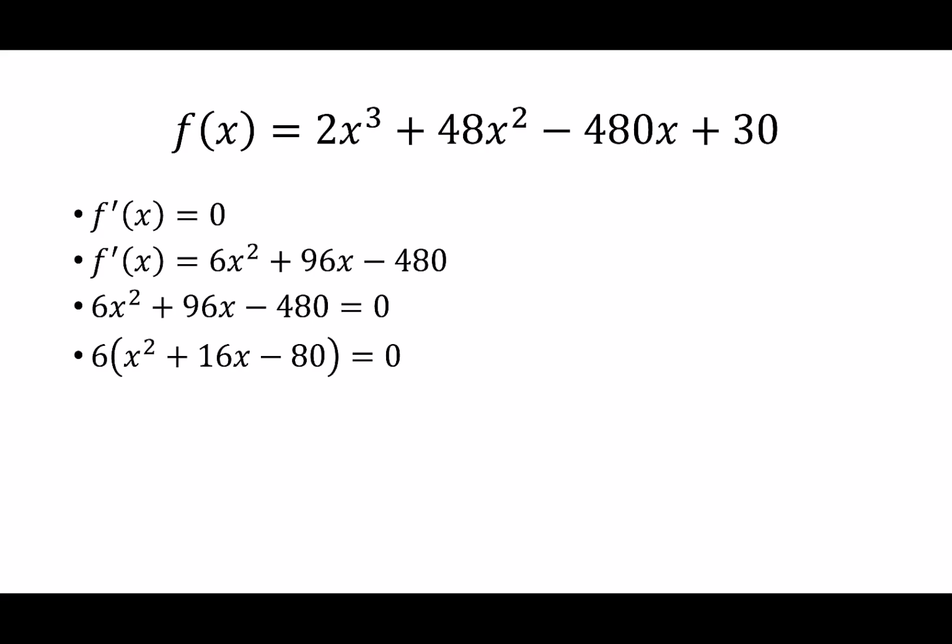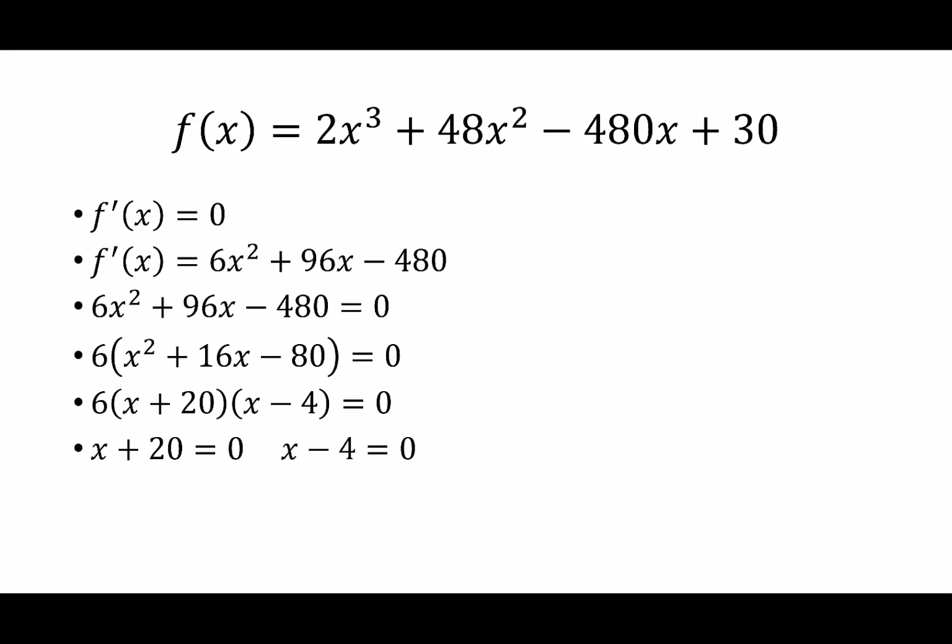So I need to find factors of negative 80 that add up to positive 16. That's x plus 20 and x minus 4. Once we have our factors, we'll set them both equal to 0. X plus 20 is 0 and x minus 4 is 0. That gives me x is negative 20 and x is positive 4.